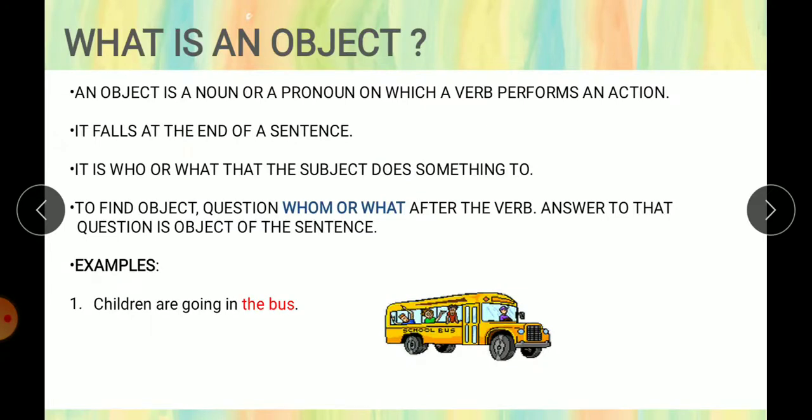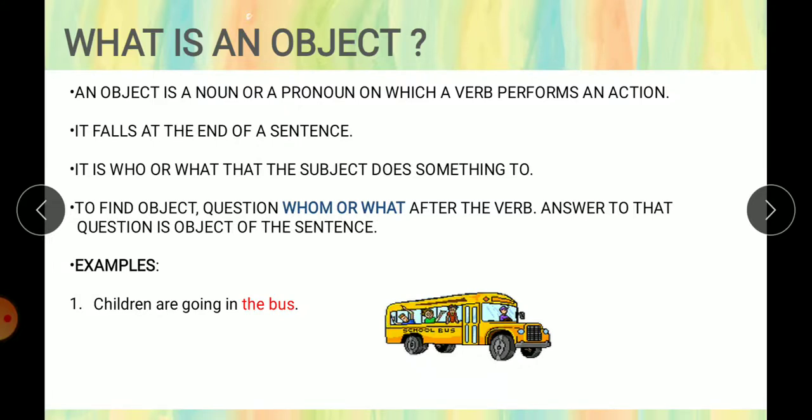Now, what is an object? An object is a noun or a pronoun on which a verb performs an action. It falls at the end of a sentence. It is who or what that the subject does something to. So, what is an object? An object is that part of the sentence on which a verb is performing an action. It is usually at the end of the sentence. Sentence के end में होगा. And when it is added to the sentence, it completes the sentence.